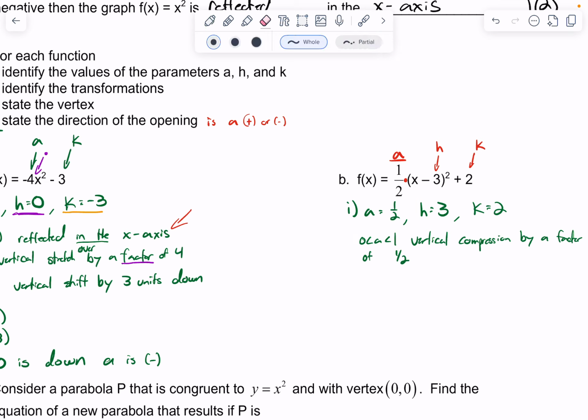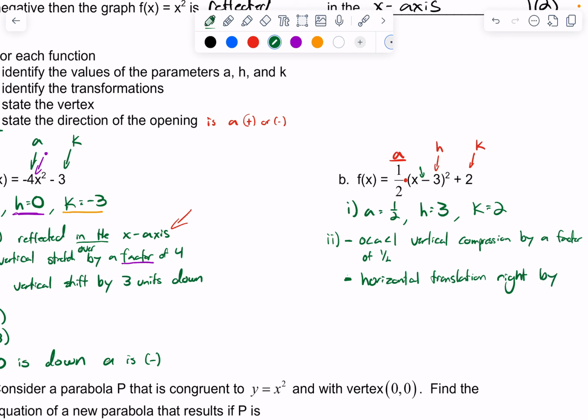There's our first point. Second point, well, we have the h value. So remember, h talks about moving left or right. So because, again, you see a negative here, your brain thinks, okay, I've got to move to the negative x's. No, it's the opposite. So you're going to have a horizontal shift or translation. And again, it's negative, so that means you're actually going positive. You're going to the right by 3 units.